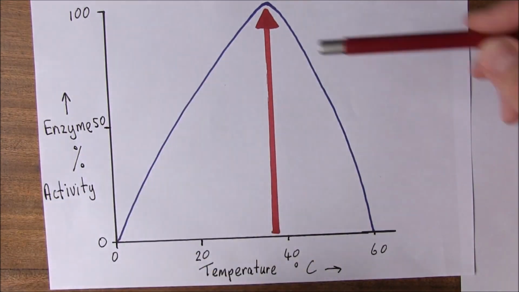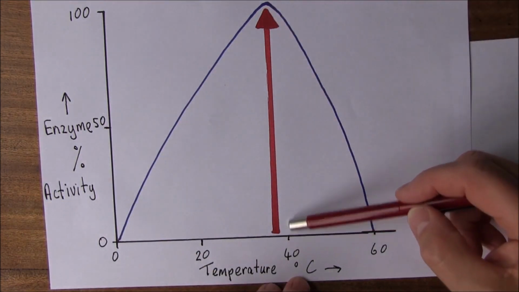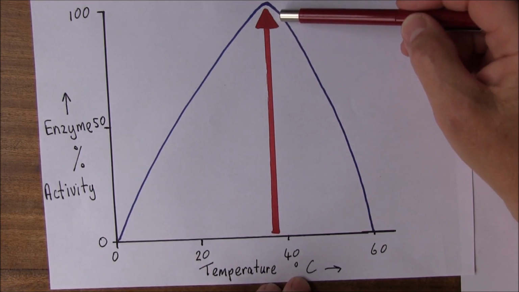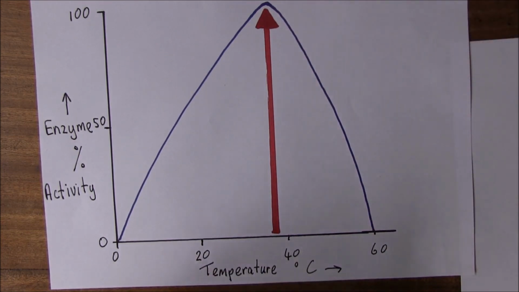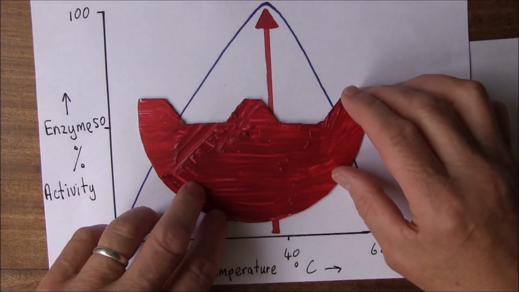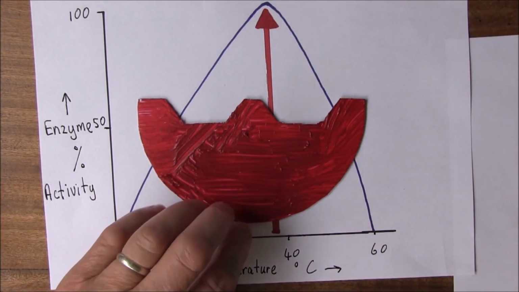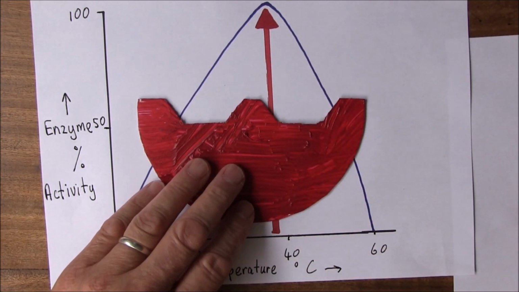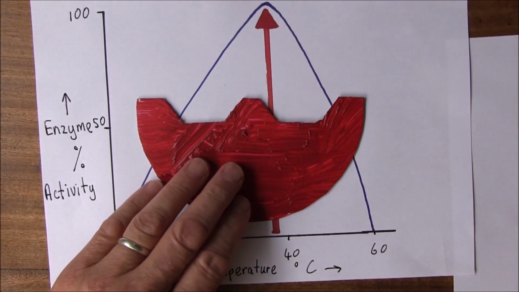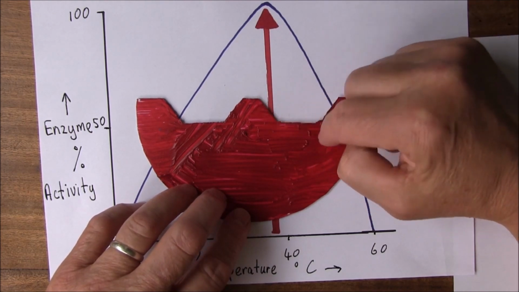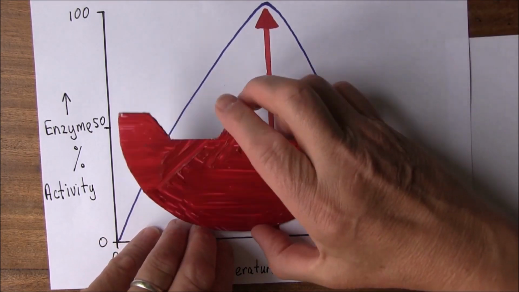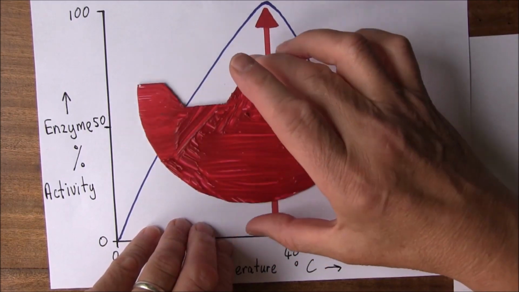So if we increase the temperature a little bit, we're going to get some denaturing of the active site. But then if we increase the temperature more, we get very rapid deterioration of the active site. And it becomes unrecognisable. Therefore, the shape of this is going to change completely, so it won't fit in. So with increasing temperatures, we get denaturation. And that's irreversible. This protein is then damaged forever as a result of heat.